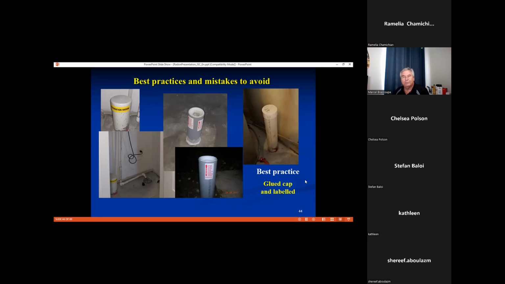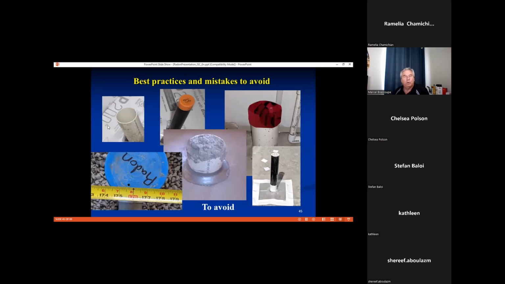That's the best practice. This is the stuff that you want to avoid, where you have no cap at all, a little orange cap, a test cap. Some of them just tape it with tuck tape. Some they fill with cement. This one has what we would find in a floor drain. It doesn't seal. So in any situation like this, for sure the radon is going to get into your home. It's going to be a highway for the radon to get into your home.